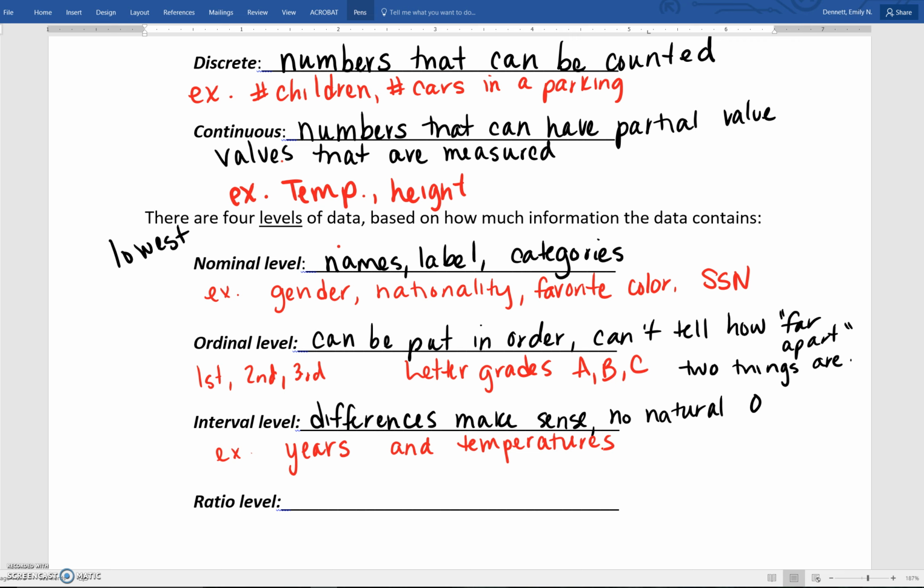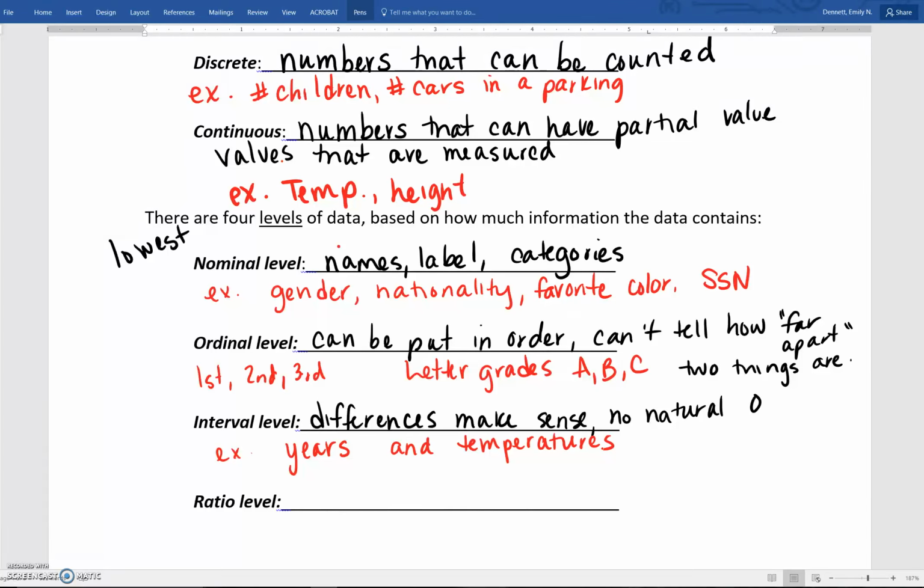Okay, same thing with temperatures. We know that 75 degrees is 5 degrees hotter than 70 degrees. But 30 degrees is not twice as hot as 15 degrees. We can have negative temperatures. 0 degrees is not the coldest it can go, so it throws off ratios.